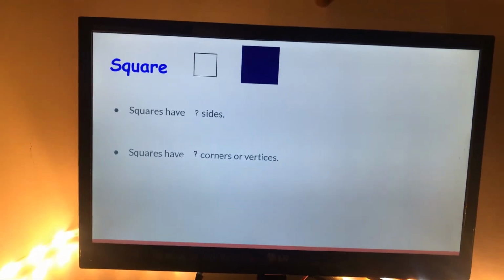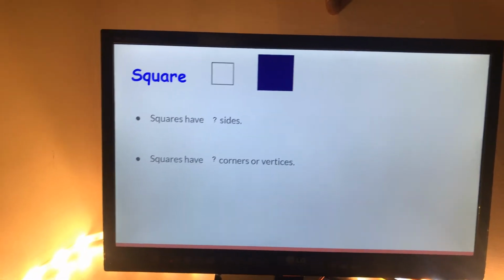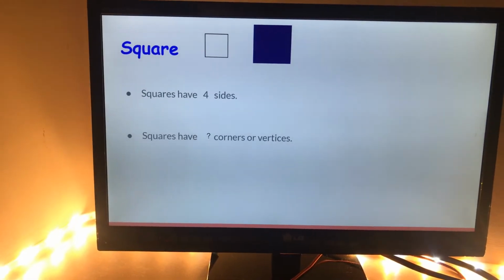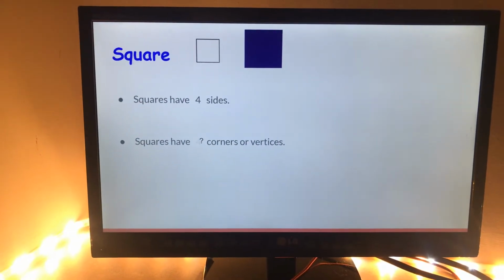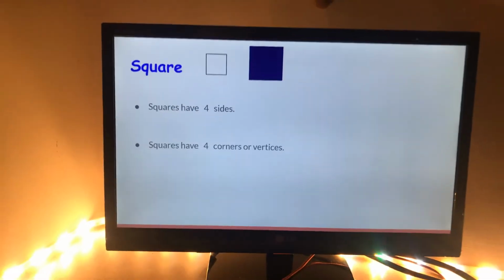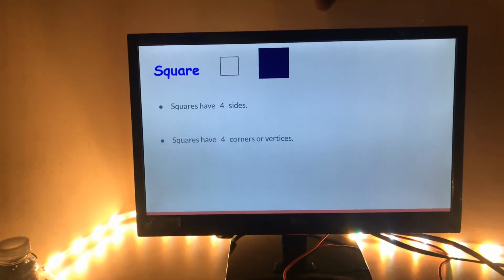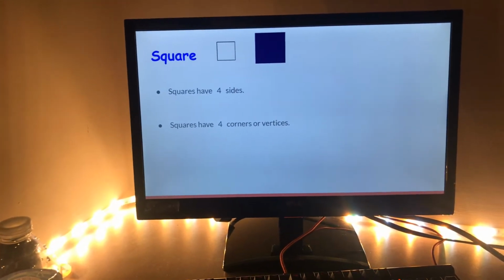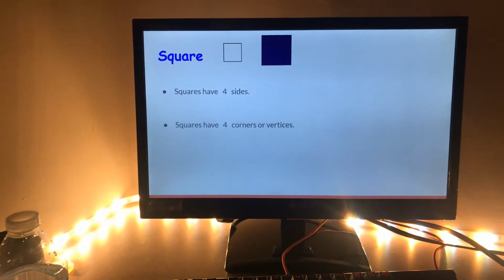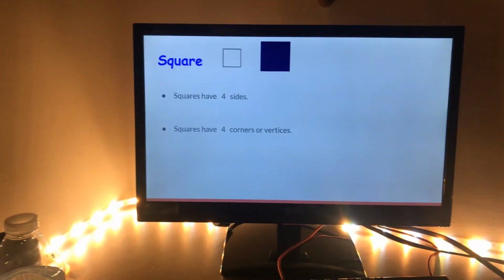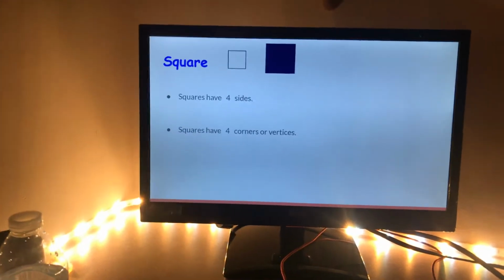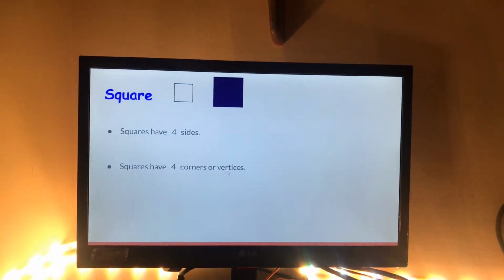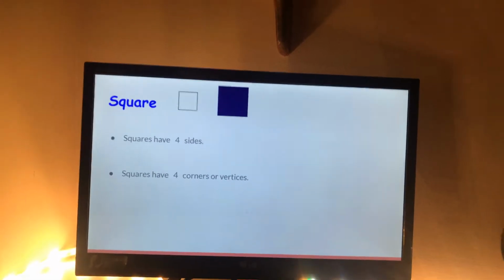Now a square, easy. How many sides does a square have? It has 4 sides. How many corners or vertices does it have? It has 4. Now, do you notice anything that's similar? For example, the triangle had 3 sides and 3 vertices. The square has 4 sides and 4 vertices. So, the sides and the vertices, they're always the same number.